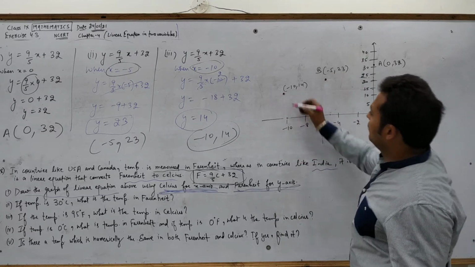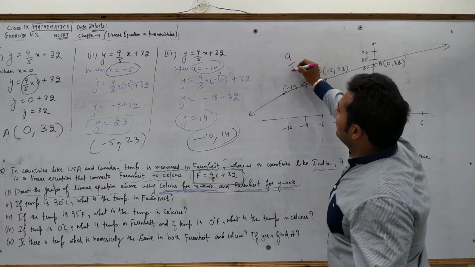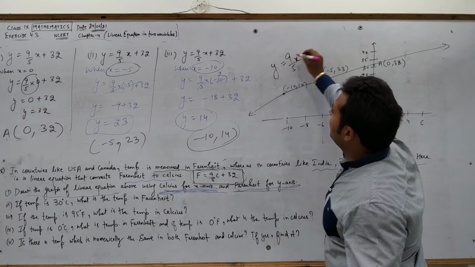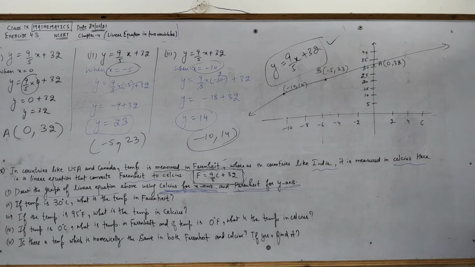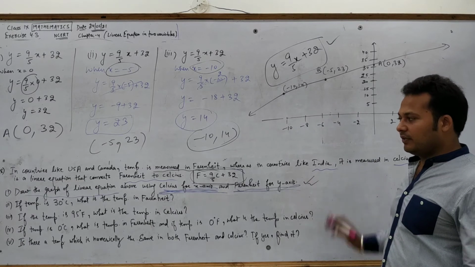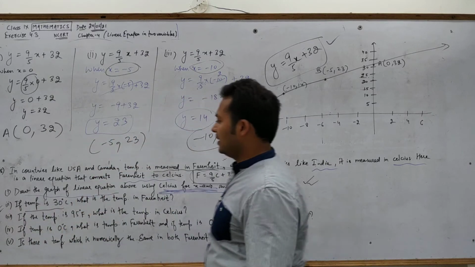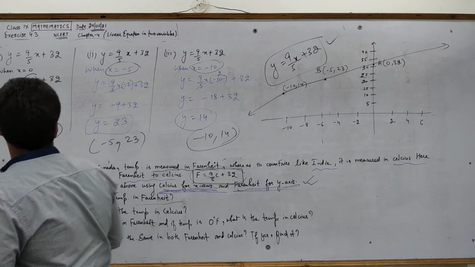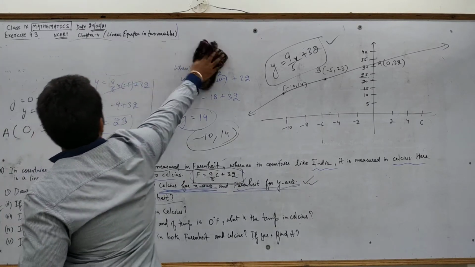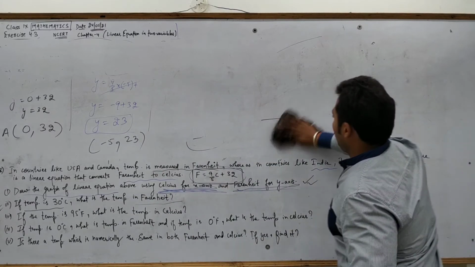Now what are we to do? We are to join these points, and this is a linear equation in which we are converting Celsius into Fahrenheit. Is this clear? Now we have drawn the graph. It is asked in the second part, if the temperature is 30 degrees Celsius, what would be its value in Fahrenheit?